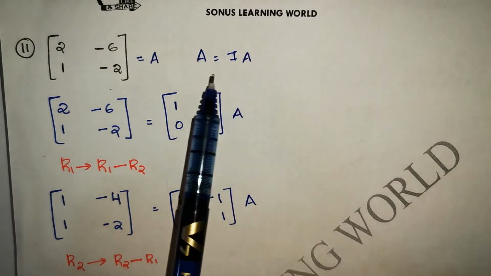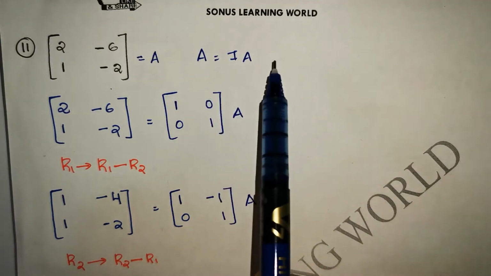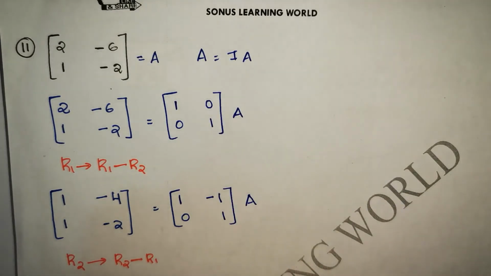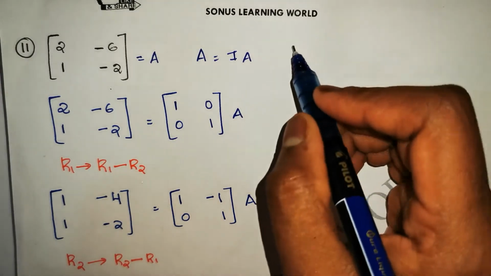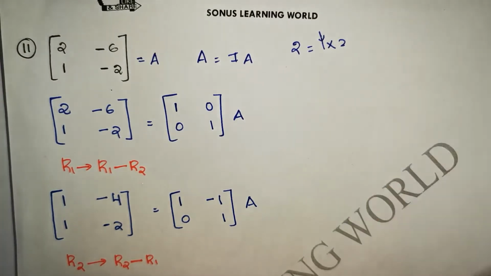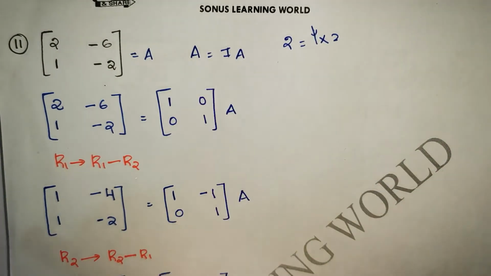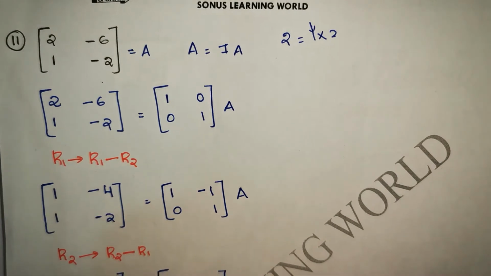And the next step is A is equal to I into A, where I is the identity matrix. So A and I into A are the same. For example, 2 is equal to 1 into 2, both are the same. This is 1, this is identity. Like that we can write matrix A is equal to I into A.